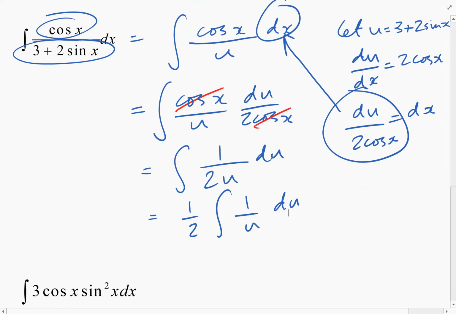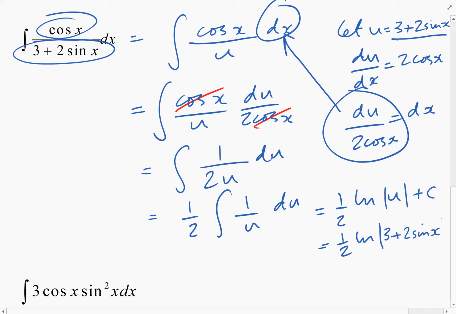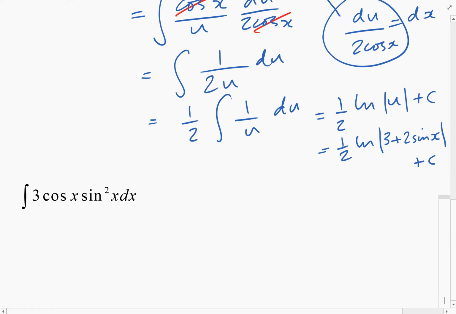So if we do that now, when we integrate this, we will get a half ln u plus c. And so the answer is going to be a half ln, and then we've got to put all of this back in. So ln of 3 plus 2 sine x, and then you've still got the plus c down there. And one more example. So this example here.